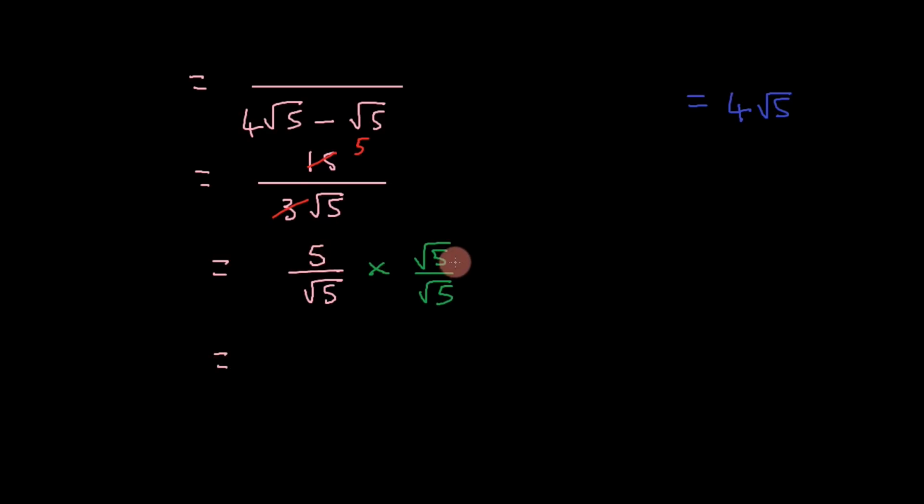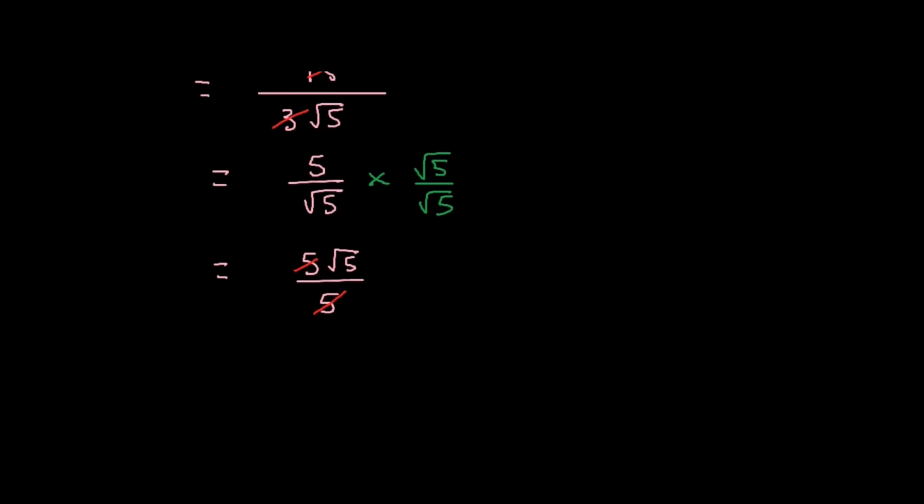So we have 5 times the square root of 5, which is 5 square root 5. And multiplying the denominators, the square root of 5 times the square root of 5 is 5. And the 5 can cancel. And now we are left with the square root of 5, which is in fact the right-hand side. So we have now proved the identity.